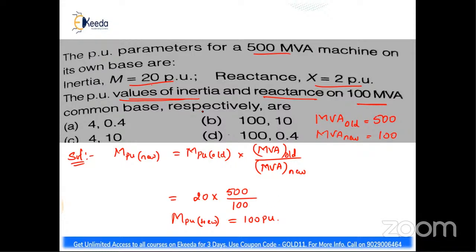So the answer will lie between option B and option D now. Okay. So option A and option C are not in the scenario now. So there are option B and option D available because we got the inertia value as 100. Okay, so let's move on.